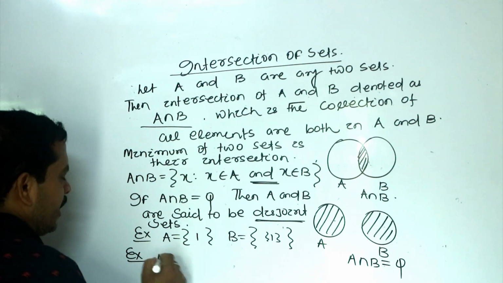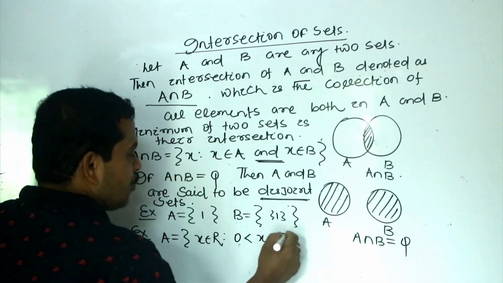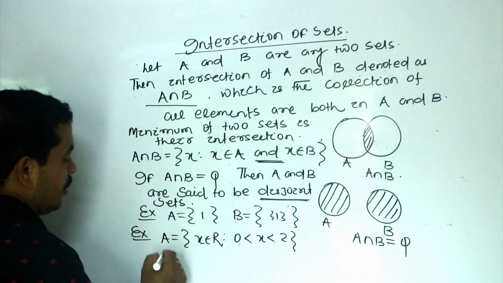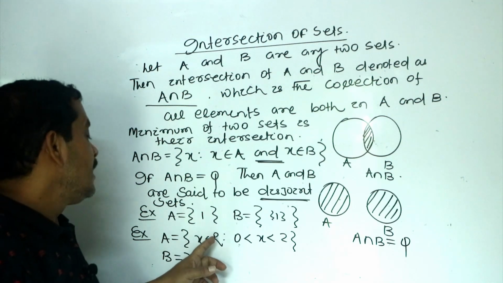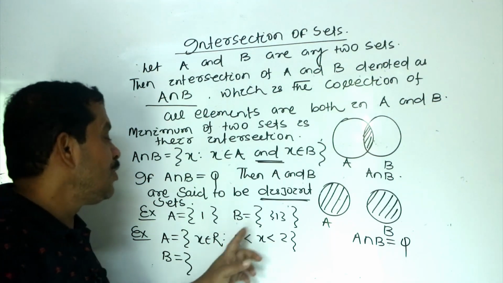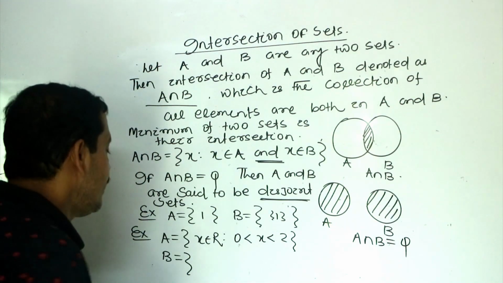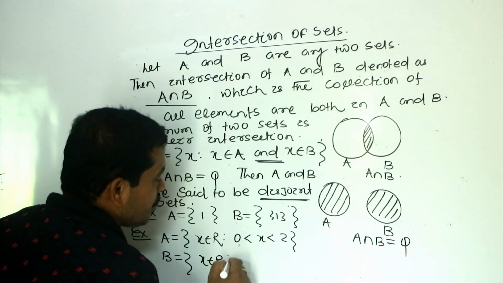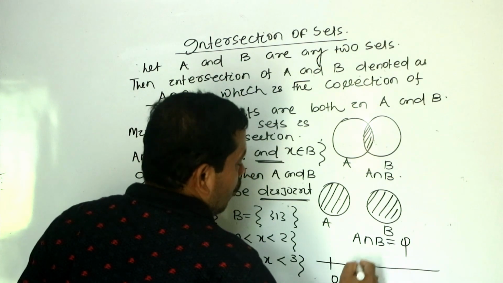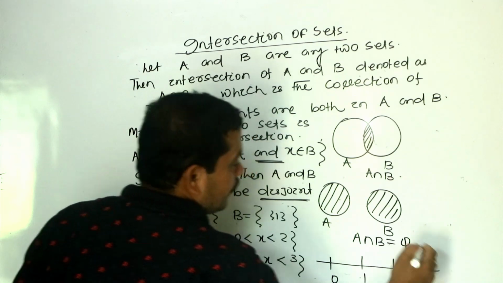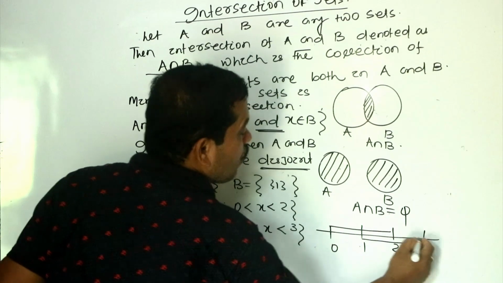Suppose set A contains the elements x belongs to R such that 0 less than x less than 2. It is an infinite set, not a finite set. We cannot count the numbers here, because x is a real number. There are infinitely many real numbers between 0 and 2. And B contains the elements x belongs to R such that 1 less than x less than 3. Set A contains the elements from 0 to 2 and B contains the elements from 1 to 3.